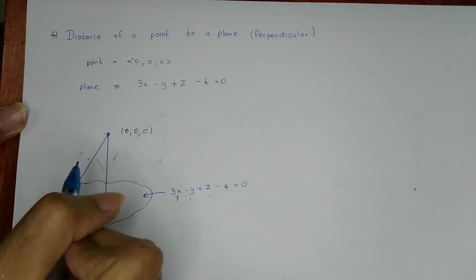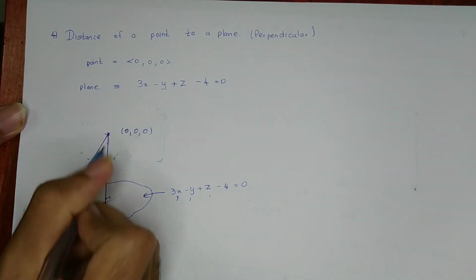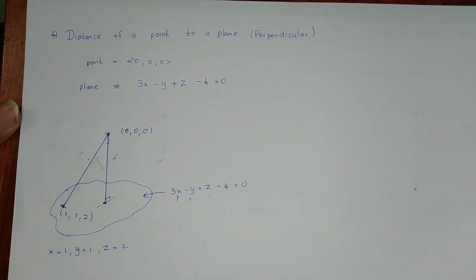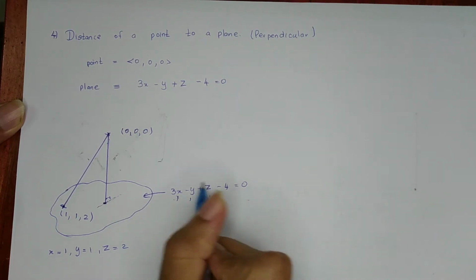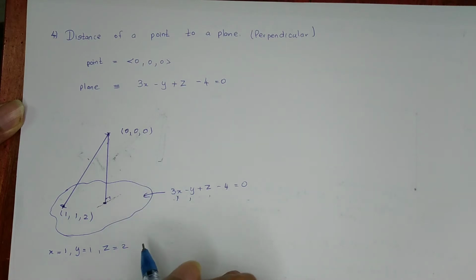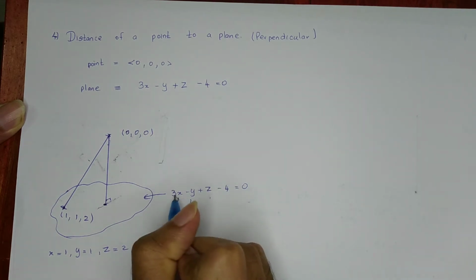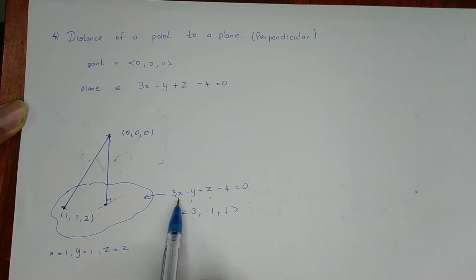The next thing is we need to find the direction vector of this line, which is perpendicular to this plane. How do we find that? Note this, it would be very useful for your exams. If you have a plane's equation, the perpendicular line to this plane has the direction vector 3, minus 1, 1, which you can simply get by taking the coefficients of x, y and z: 3, minus 1 and 1.